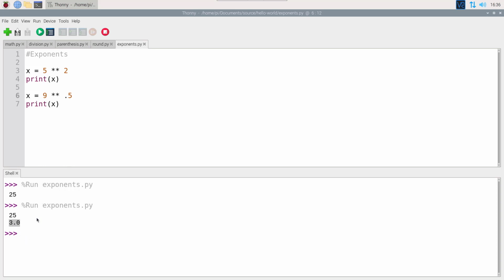And so I'm actually getting a floating point number back there because I have a floating point number here. But you can see here that I am getting back the square root of 9, which is actually 9 raised to the 1/2, which again is a square root.